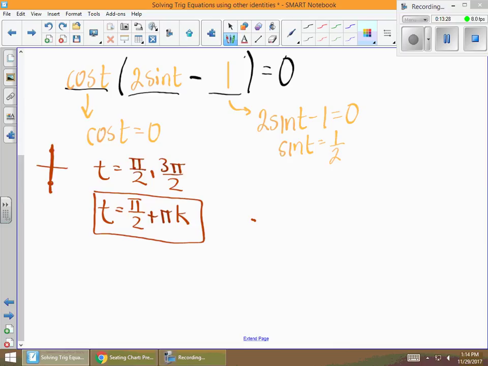And then where's sine 1/2? Pi over 6 and 5 pi over 6. Again, if you need the diagram to help you, do a little unit circle sketch for yourself. Those don't make a straight line, so we're going to do plus 2 pi k for both.